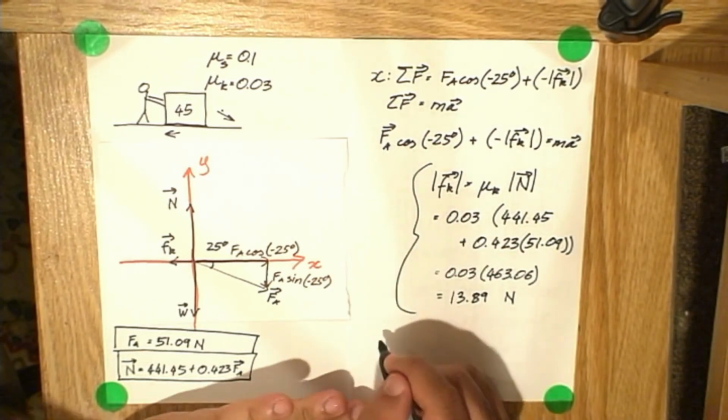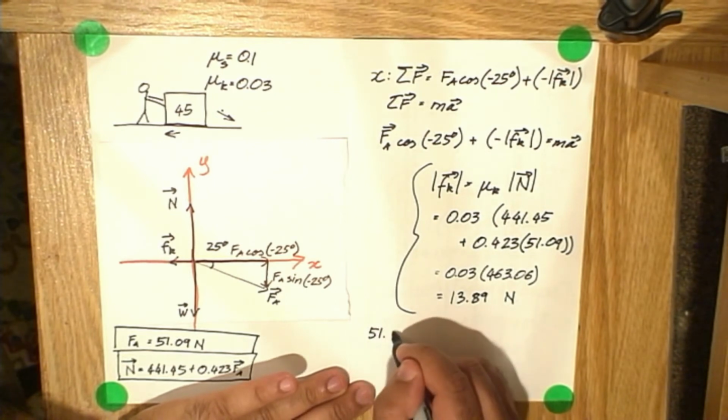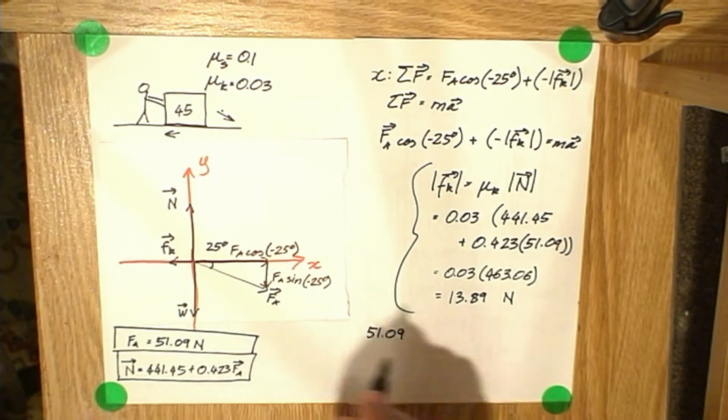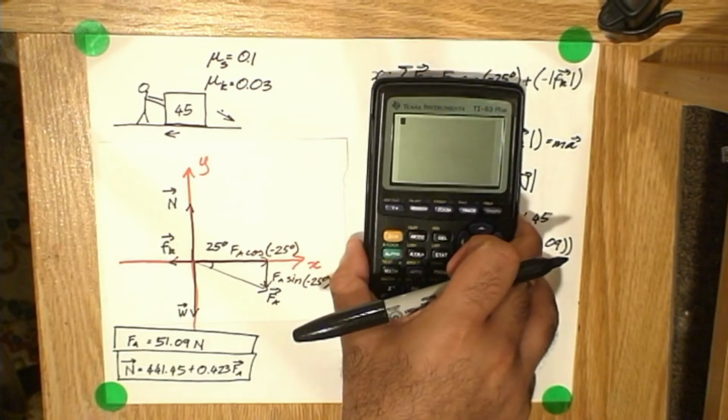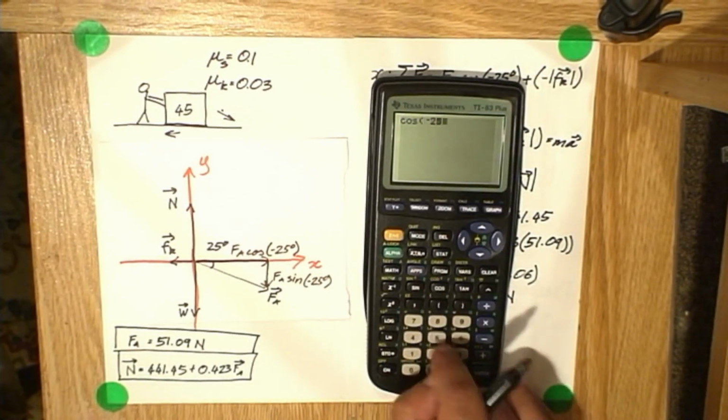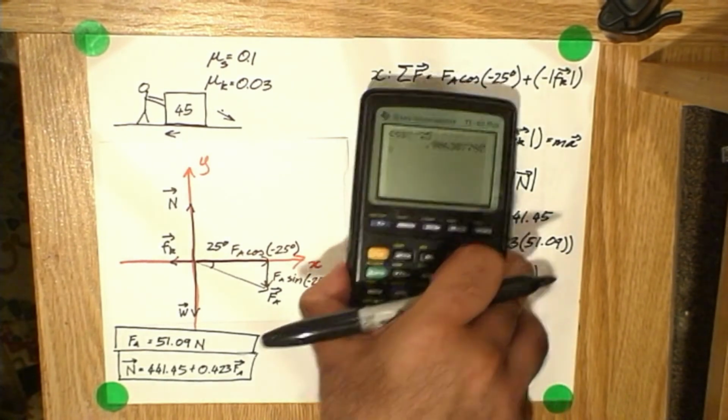So applied force, 51.09, times the cosine of that angle. Cosine of negative 25 is 0.906, as it was before.